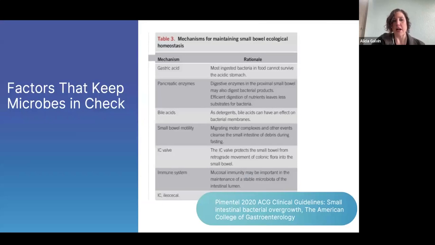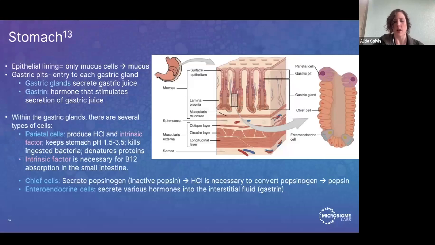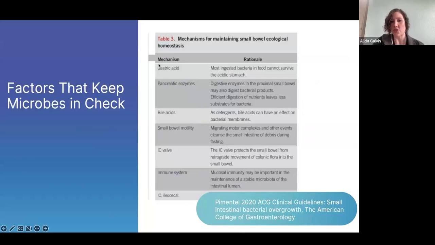So here are some factors built into our digestive system that help to keep microbes in check. We have our gastric acid, which is very acidic, so it typically kills most of the bacteria coming through from whatever we ingest. We have pancreatic enzymes, which are also antimicrobial, bile acids, which have an antimicrobial effect, and our migrating motor complex, which helps sweep the bacteria along and keep it from overgrowing. Then we have the ileocecal valve, which helps prevent backflow from the colon to the small intestine, and our mucosal immune system, which we've talked about.